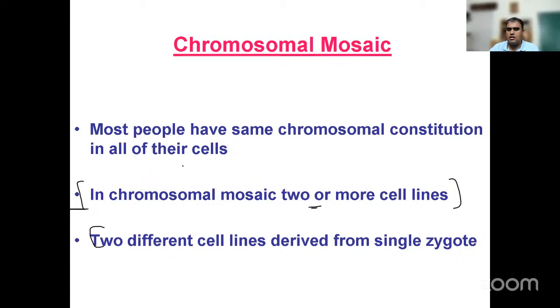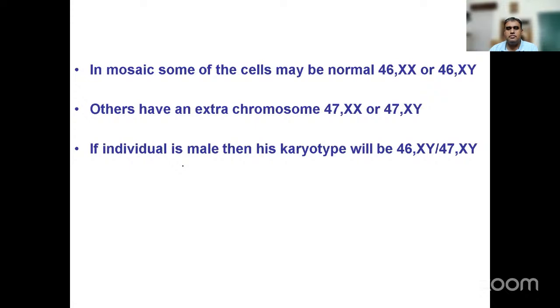In mosaic cells, some of the cells may be normal, others have an extra chromosome. Do remember, in an individual the male karyotype can be, this whole can be the karyotype, right?